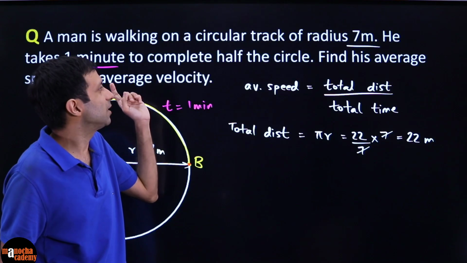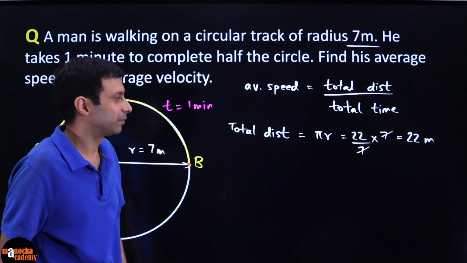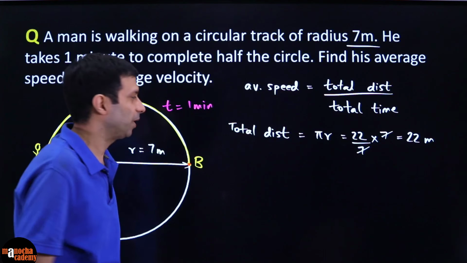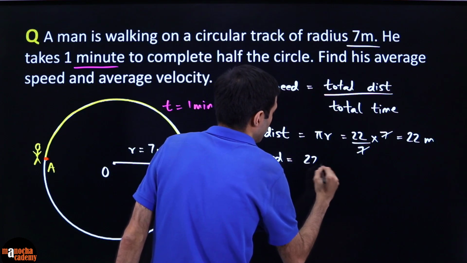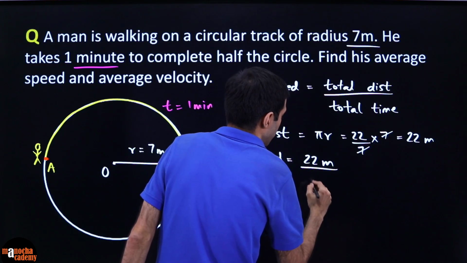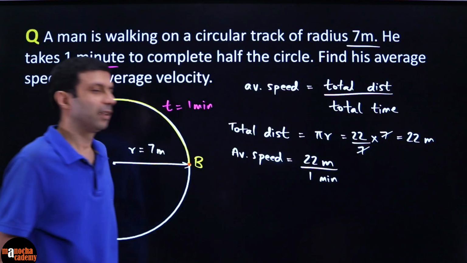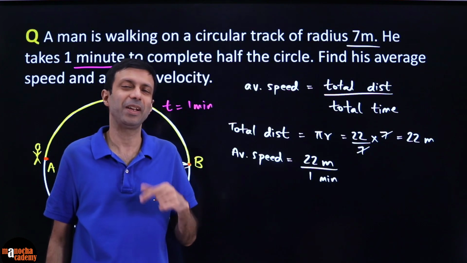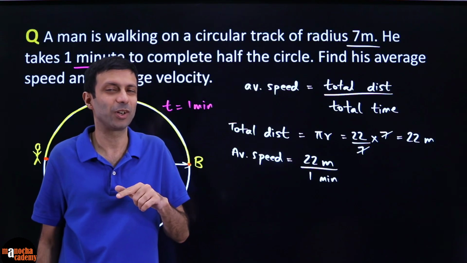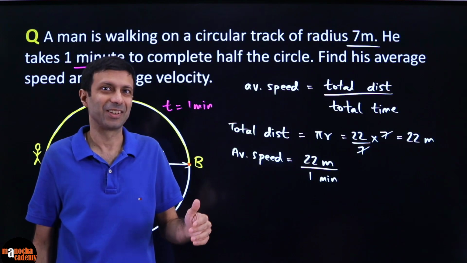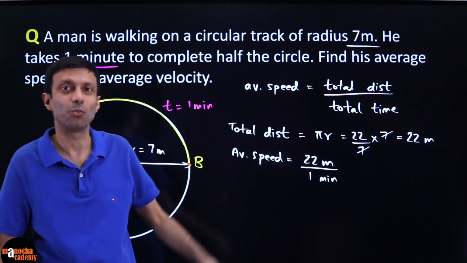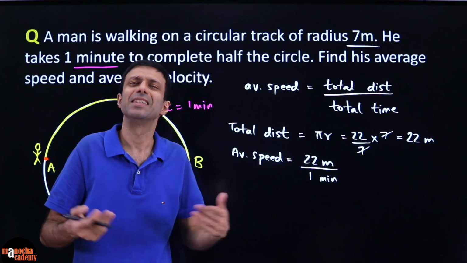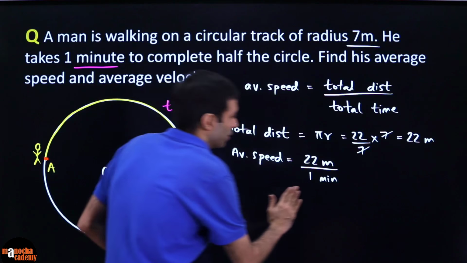Total time given to us is 1 minute. So what is his average speed going to be? Average speed is going to be 22 meters divided by, should I do 1 minute here? If I want to calculate his average speed in SI units, what should be the unit of time? Seconds. So it's going to be meter divided by seconds. So let's convert that 1 minute. 1 minute is how many seconds? 60 seconds. So simple.